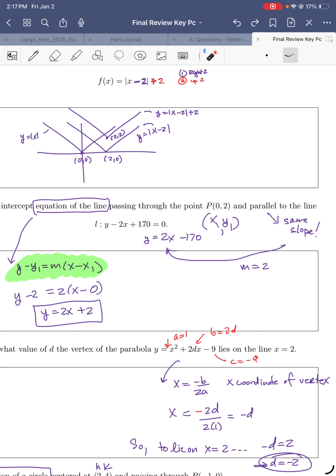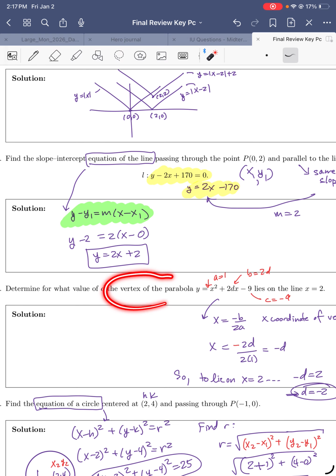And then they say parallel, but they want it to go through this point, so that means that is your x1, y1. So my x1, y1 is 0, 2, and I need a slope to be the same as the slope of this line. When I solve for y, I get y is equal to 2x minus 170, so slope is 2. And that's why this goes here.